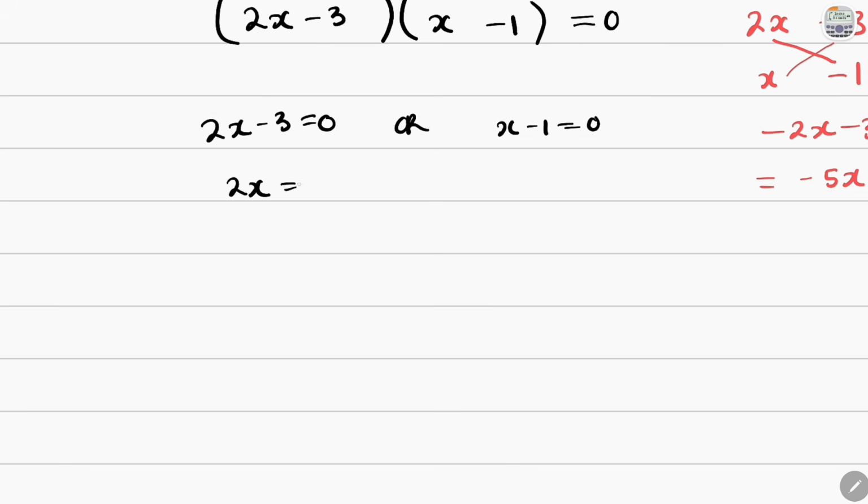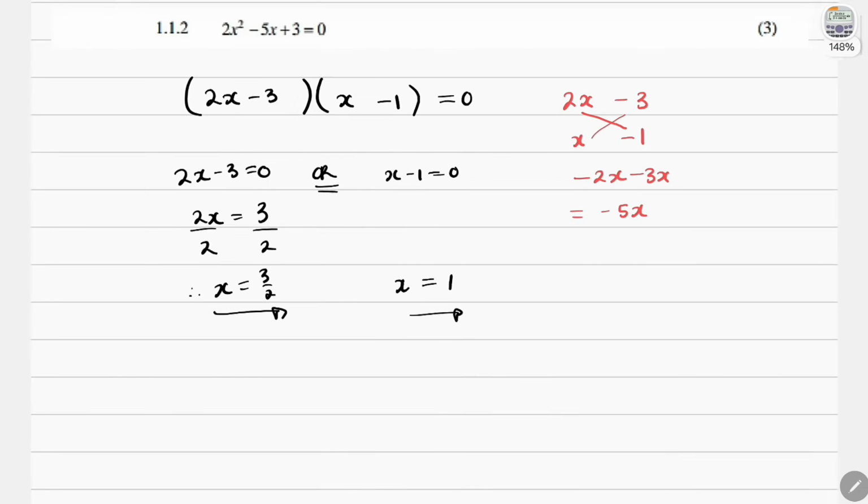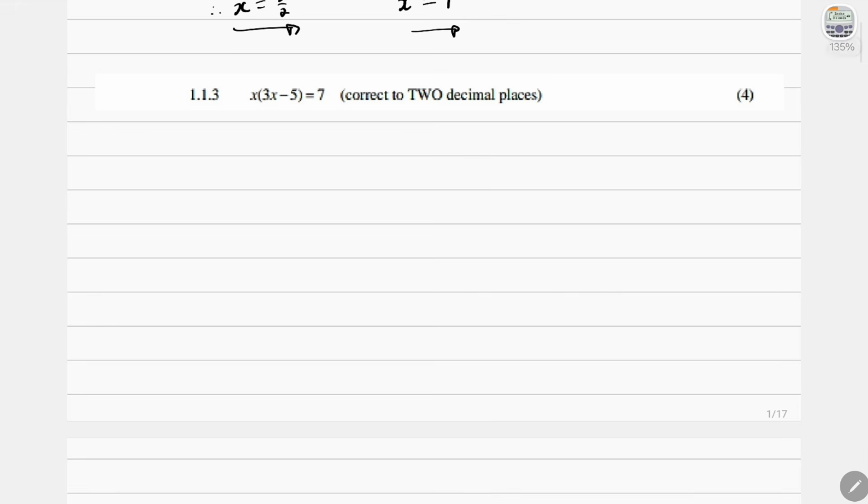Then 2x is equal to, we transpose the negative 3 to get positive 3. Divide both hand sides of the equation by 2. Therefore, x is equal to 3 over 2. And then here, x is equal to, just transpose the negative 1, so positive 1. And these are our solutions. Moving on to the next question.